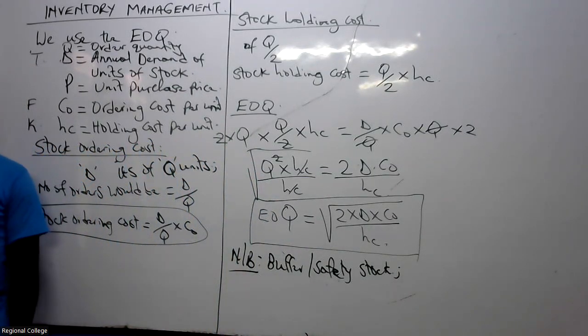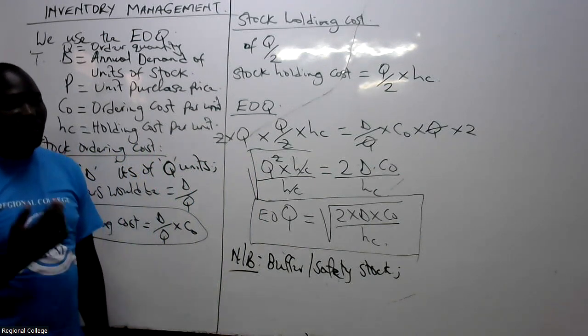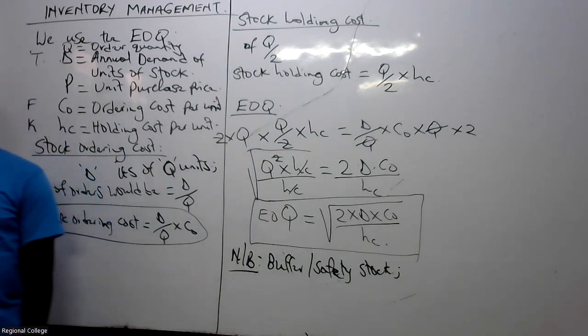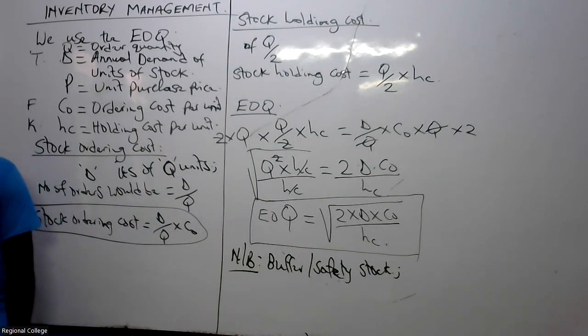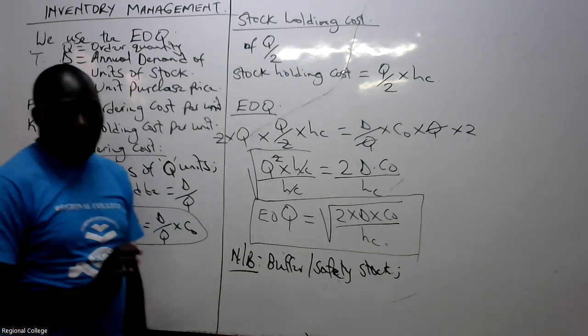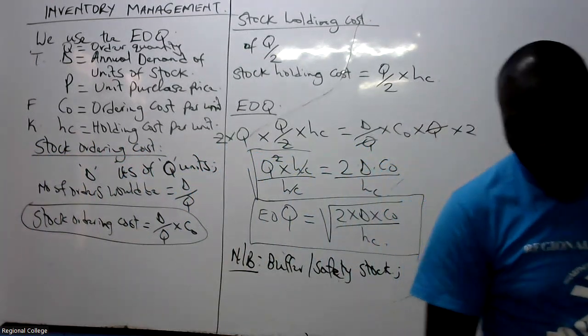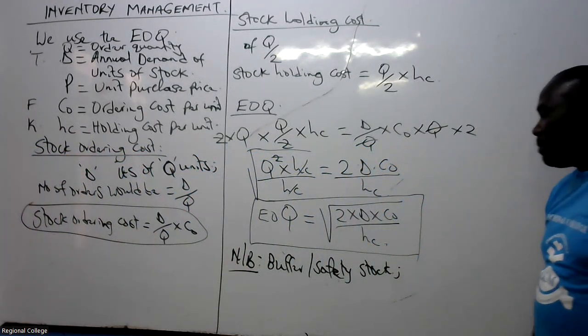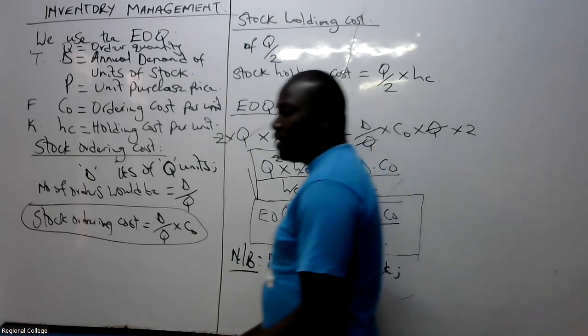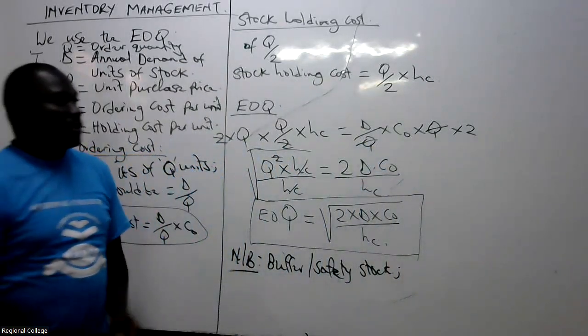stock in the warehouse. But the issue of the buffer stock means that when an order is made, the stock will not be delivered immediately. So there is that stock I have to maintain in the company to help me continue operating while I wait for this other stock to be delivered. So it is the minimum stock level that the company has to maintain at all times.